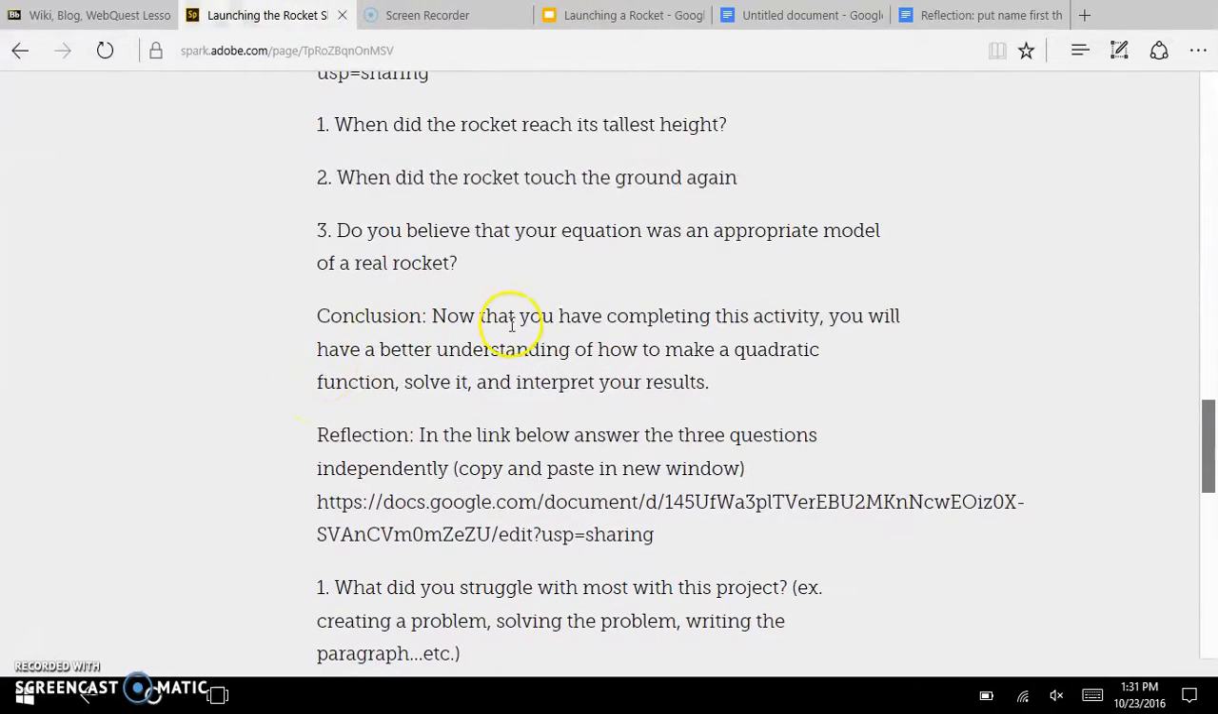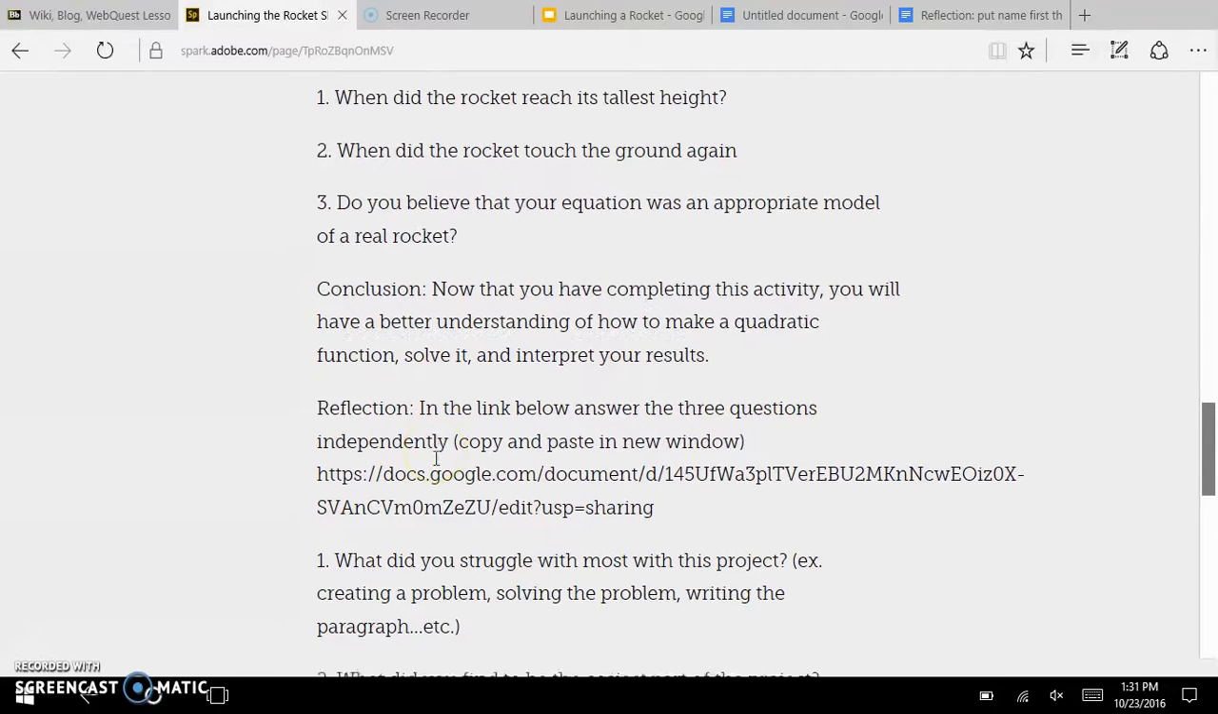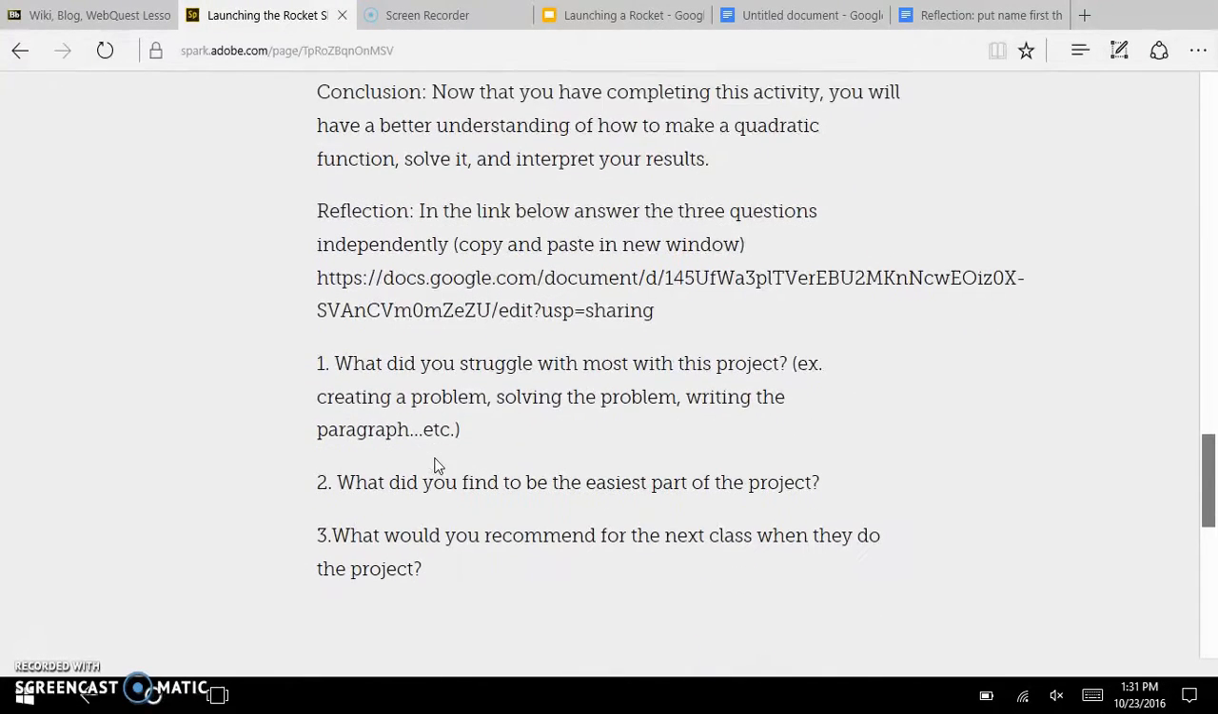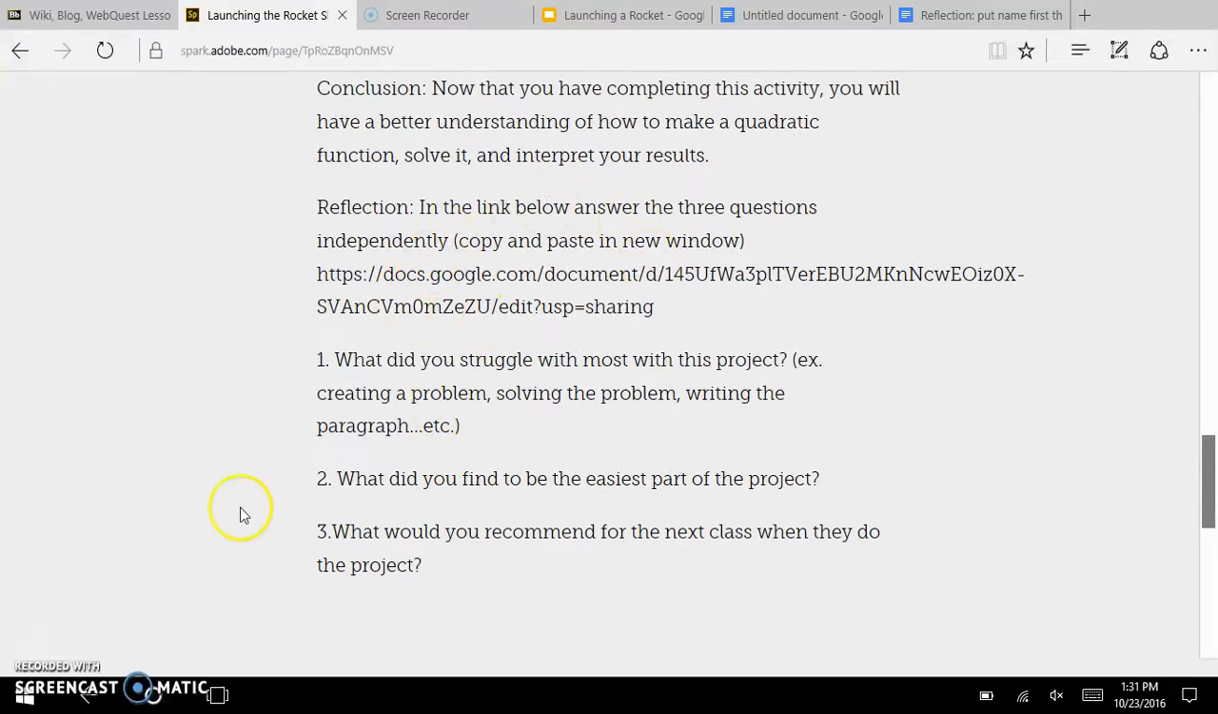All right, and the conclusion for this is now that they have basically completed the activity, they should have a better understanding of how to make a quadratic function, solve it, and interpret the results. And for the reflection for me, I'm going to have them go into another shared document, and they are going to answer the questions of what did you struggle with most with this project? For example, creating a problem, solving the problem, writing the paragraph.